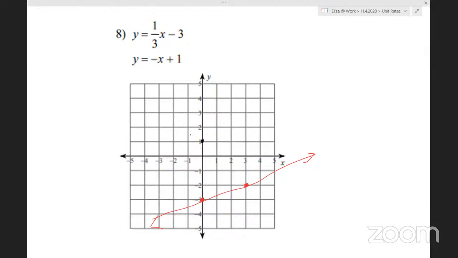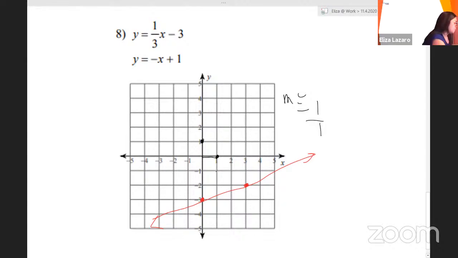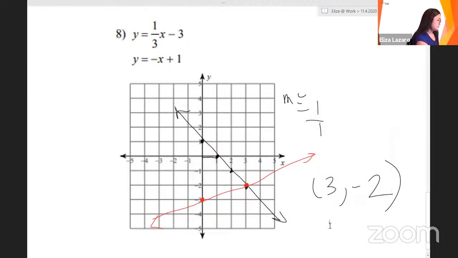And then my slope is -x, which could also be -1x. And then I changed that into -1/1x. And I went down one and over one. And then I kept doing that until I got to 3, -2, and that's where they intersected. Perfect. So our solution here is going to be 3, -2. Yep, that's exactly right.